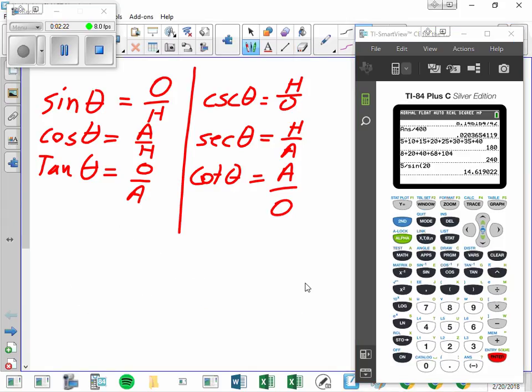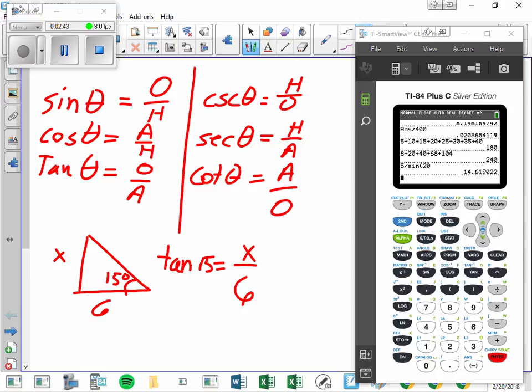What if I had this? 6, x, 15. Which one am I going to use here? Tangent. So the tangent of 15 is equal to x over 6. How do you solve that? You just multiply by 6, and you get 6 tangent of 15. Everybody's okay with that? All right.